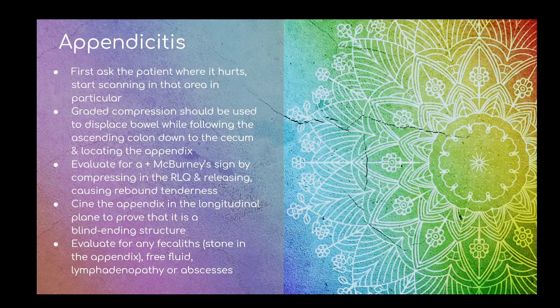So some other tools, again, that you can use as you are evaluating the appendix. Again, ask the patient where it hurts and start scanning in that area first. You're also going to use a tool or a method called a graded compression. What graded compression is: you start off putting pressure on the abdomen with the transducer, and you're slowly going to increase that pressure. And you're going to almost massage or move the bowel out of the way.